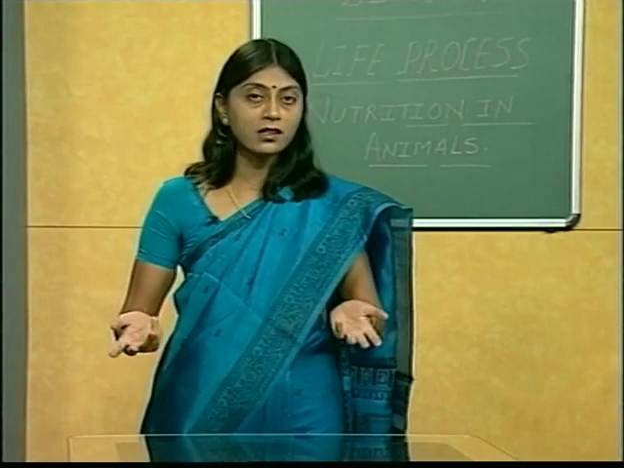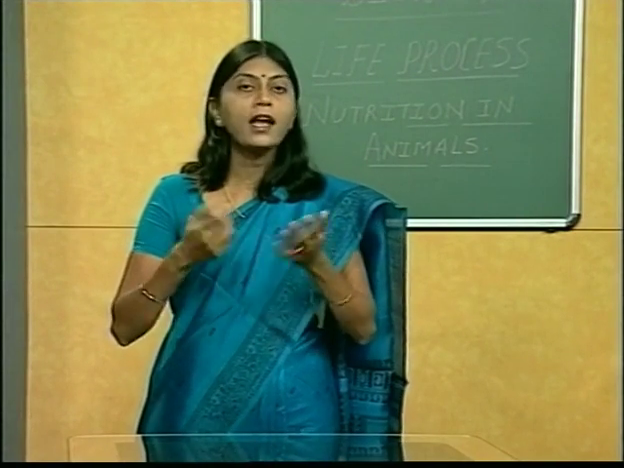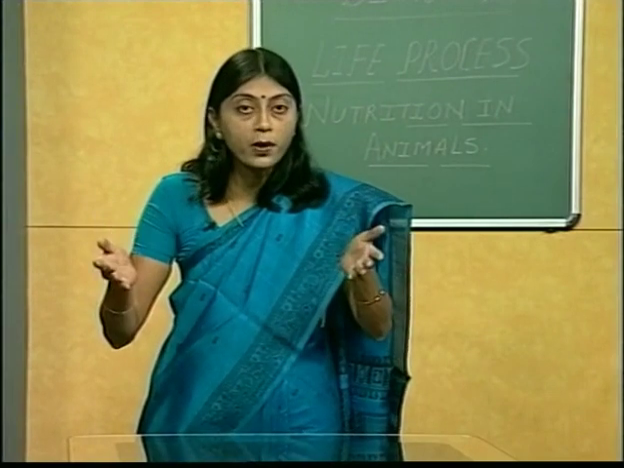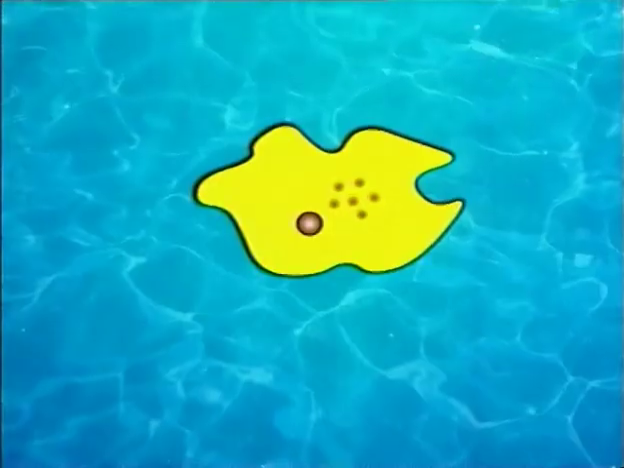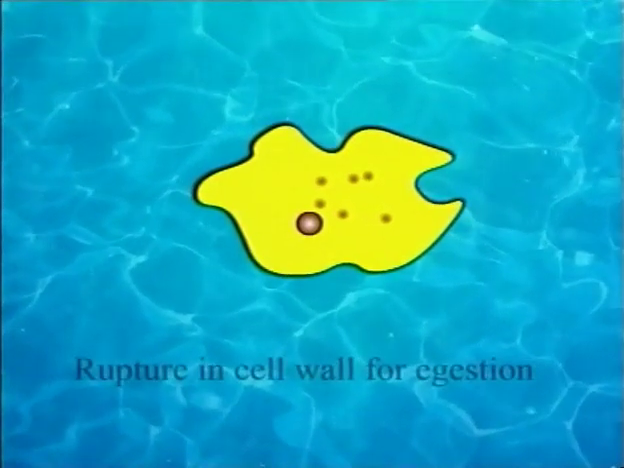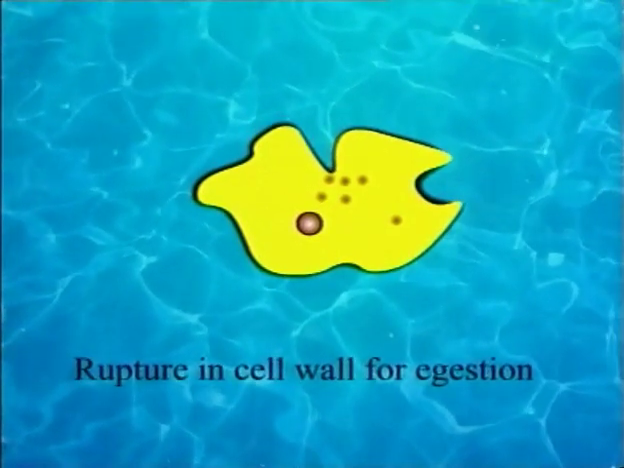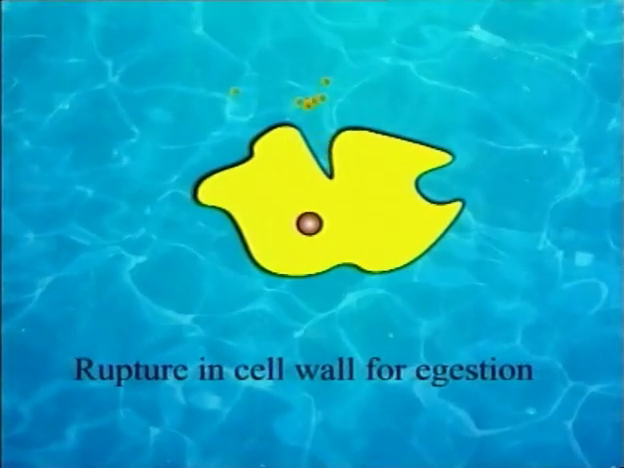And after that assimilation, what is the next and the last step? Yes, that is egestion. But amoeba has no fixed shape as well as no fixed opening to give the waste outside. That's why when a considerable amount of waste is collected, at that time the plasma membrane or the cell membrane ruptures at any point.